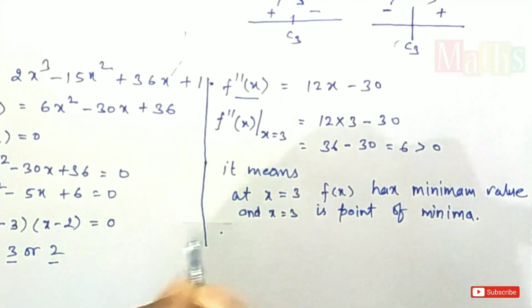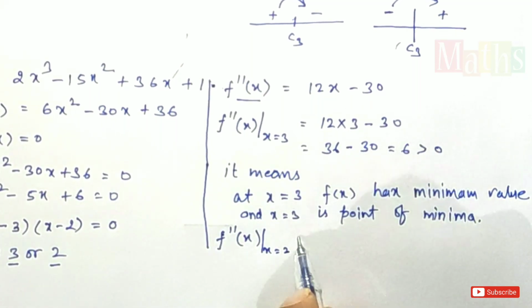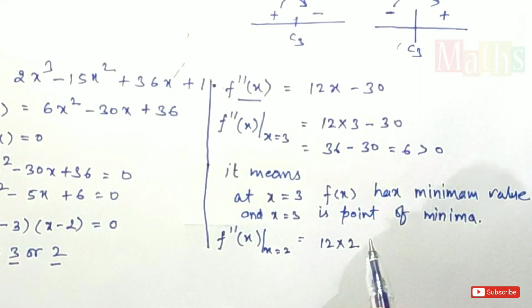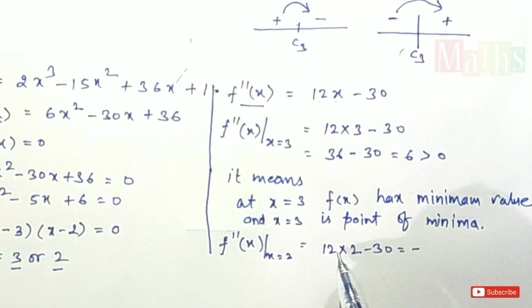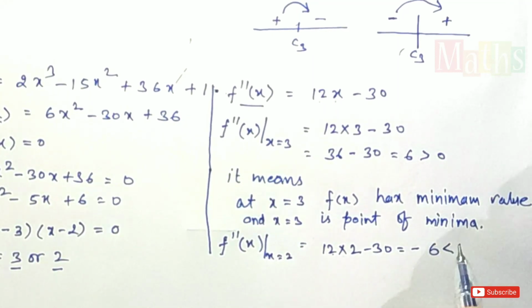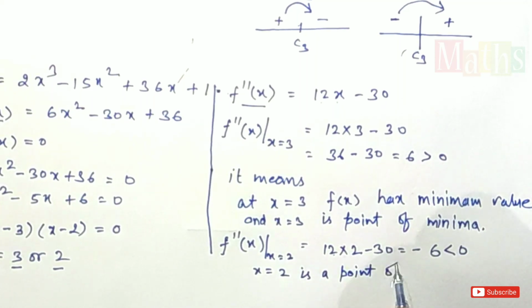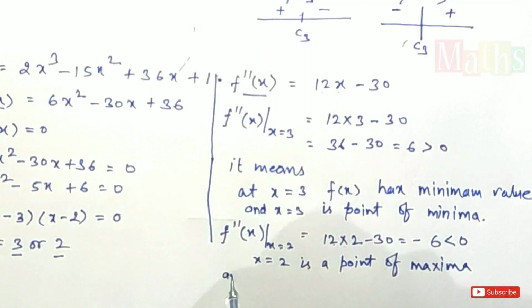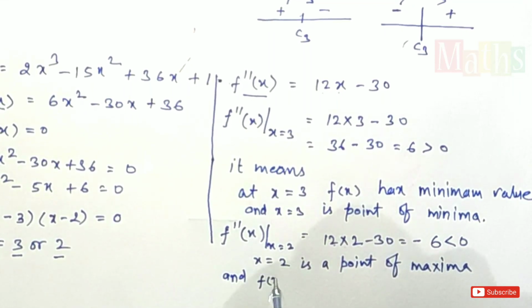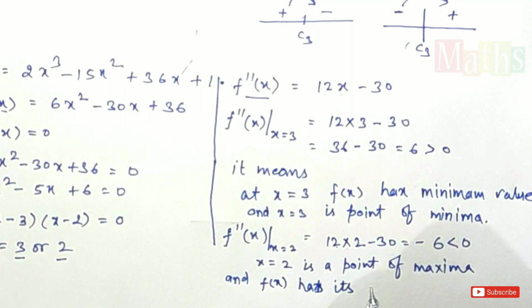Check for x is equal to 2. f double dash x at x is equal to 2 is 12 into 2 minus 30, which is equal to 24 minus 30, minus 6, which is less than 0. So x is equal to 2 is a point of maxima, and f x has its maximum value.